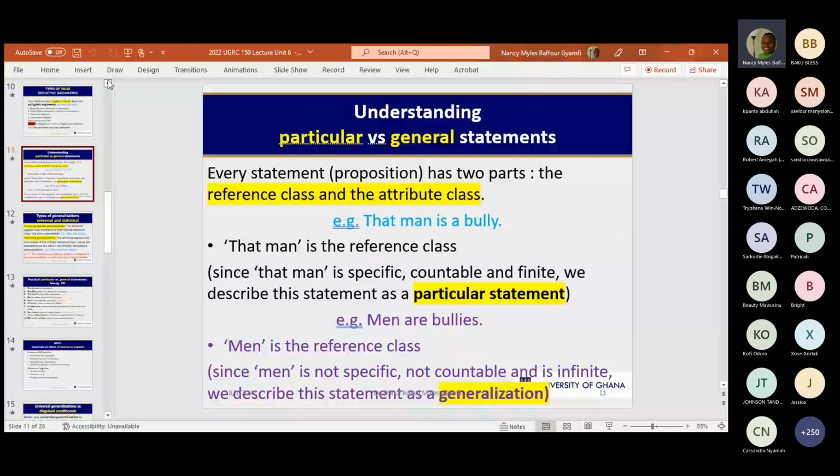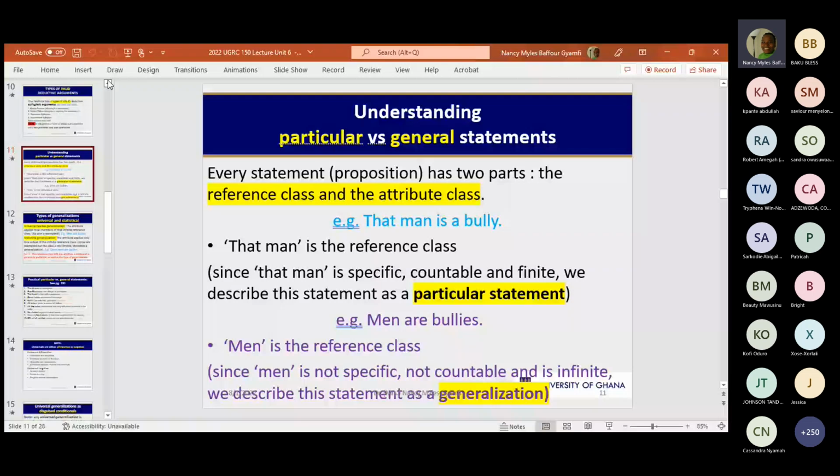For example, if I said men are bullies, I'm referring to what? Infinite. Oh, that's very good. I was just even asking, what am I referring to? So what is the reference? Reference class. The reference is men.